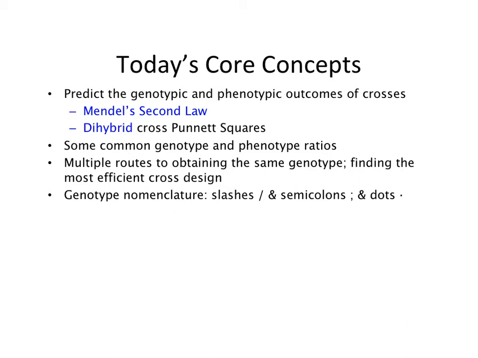So today what we're going to do is talk about the second law. We're going to work on dihybrid crosses. Those are the bigger Punnett squares, not 2x2 Punnett squares, but 4x4 big Punnett squares. 4 rows, 4 columns. One of the goals is to be familiar with some of the common genotype and phenotype ratios, although memorization, of course, is not what we're all about in here. So I just want you to be familiar with them. Don't memorize them necessarily.